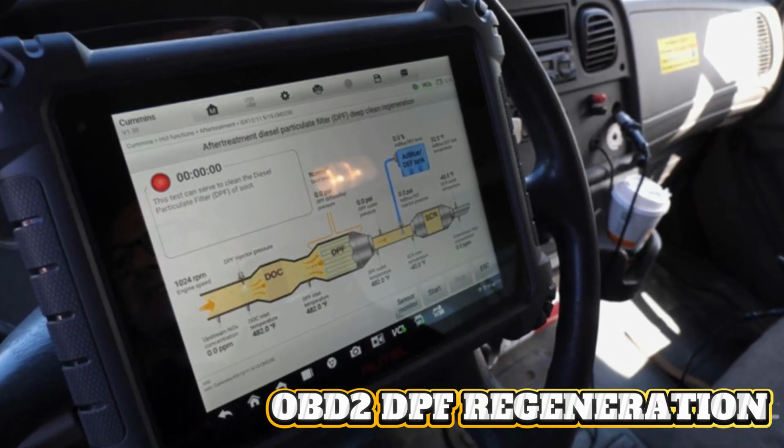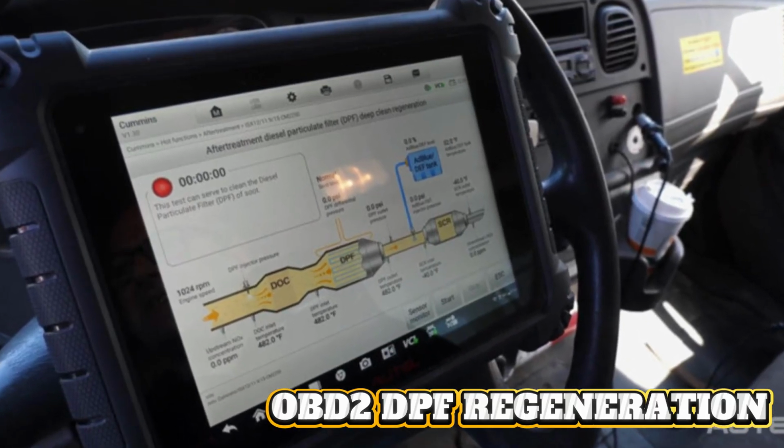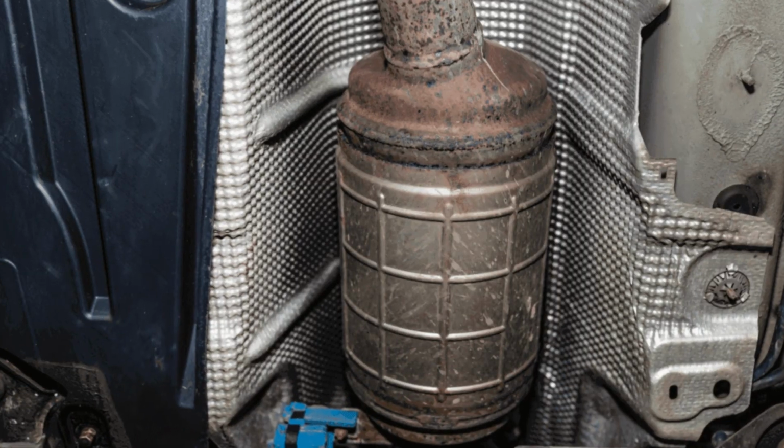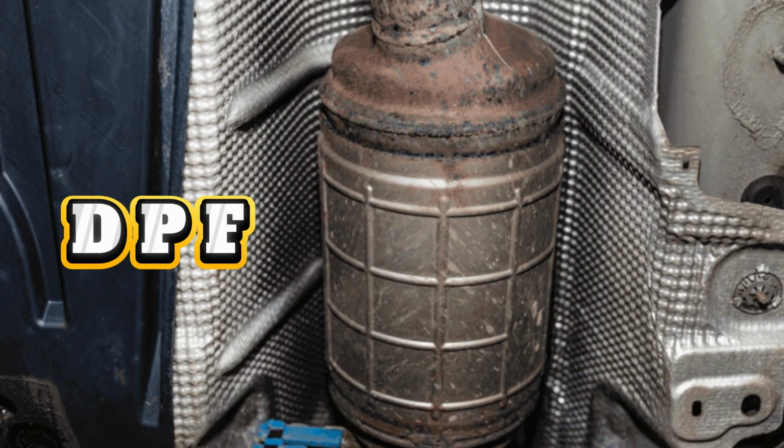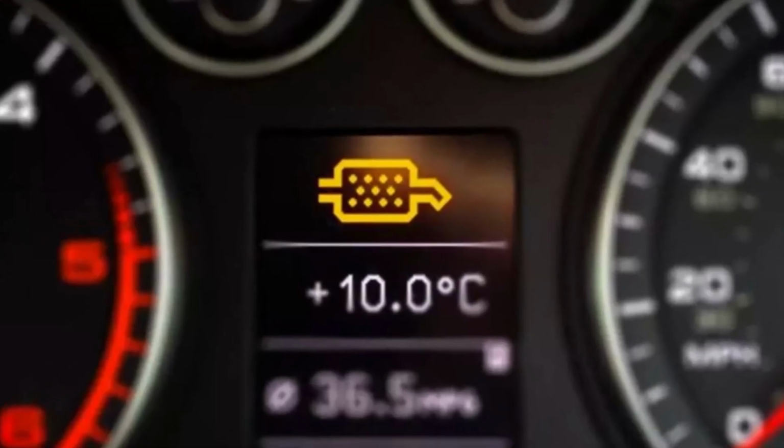So what is OBD2 DPF regeneration? For a person who drives a diesel car, you probably heard of something called a DPF, a diesel particulate filter. And all you've seen is this DPF light on your dashboard. So what is DPF regeneration, and why is it important to your vehicle?